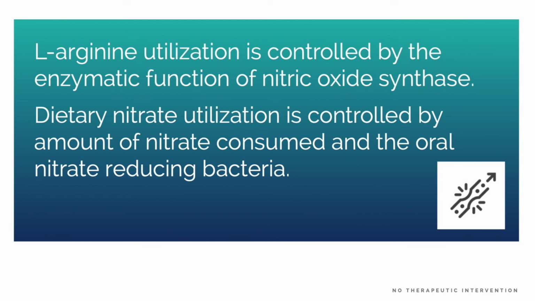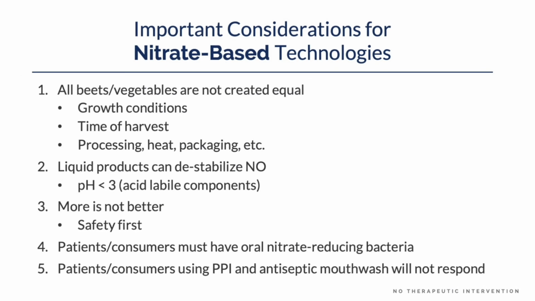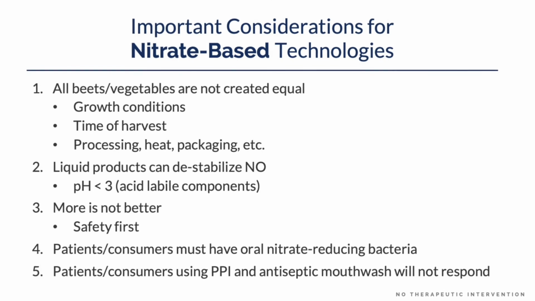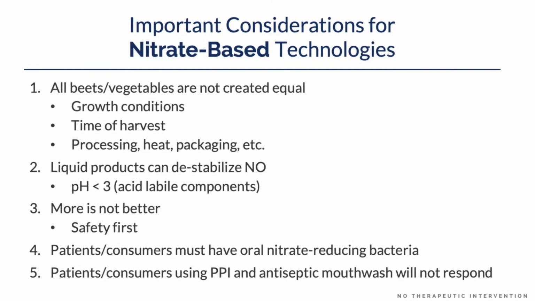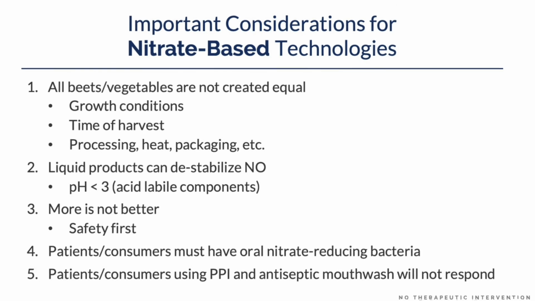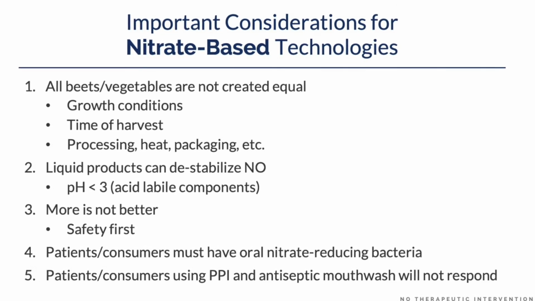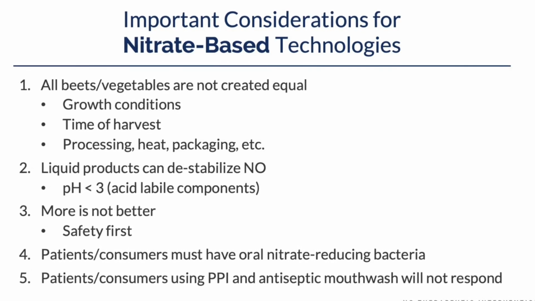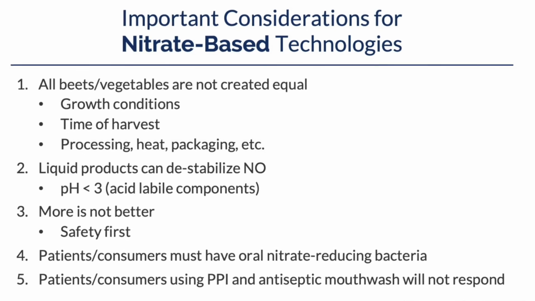So just to summarize, arginine utilization is controlled by the function of the nitric oxide synthase enzyme, not by arginine deficiency. Dietary nitrate utilization is controlled by the amount of nitrate consumed in the diet and the presence of oral nitrate-reducing bacteria. What about nitrate-based technologies? There are a number of beetroot products on the market, and they must contain nitrate. Effectiveness of these is determined by factors such as growth conditions and time of harvest. Liquid products don't work. Patients need nitrate-reducing bacteria. And finally, patients consuming proton pump inhibitors or antiseptic mouthwash will not respond to nitrate-based products.